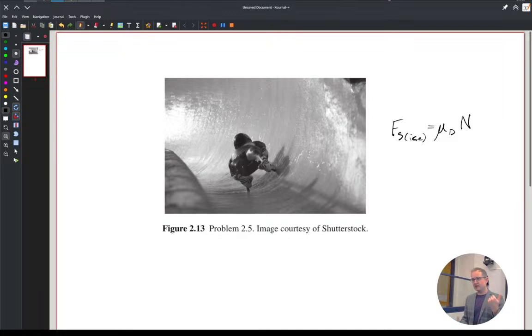And dynamic friction for ice, I've slipped on the ice twice now through this winter. There's so much ice, it's ridiculous. My knee is all bruised up. I'm a mess.